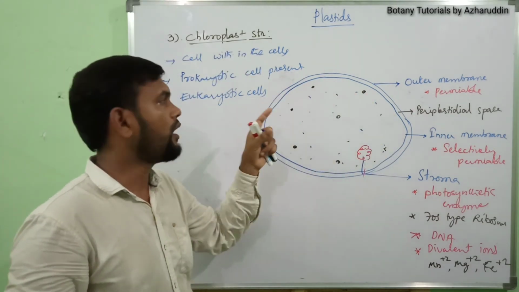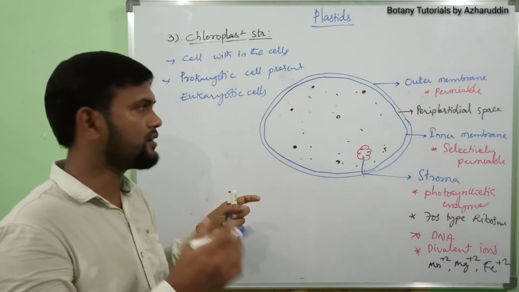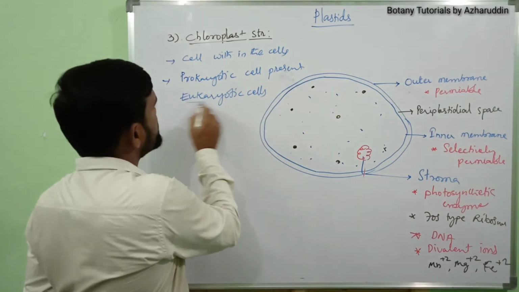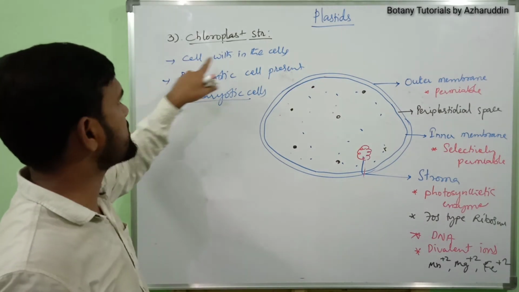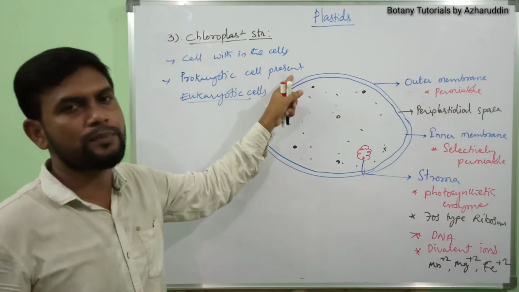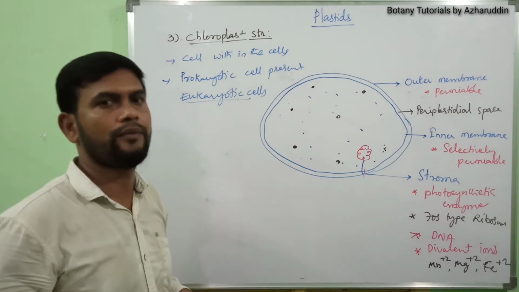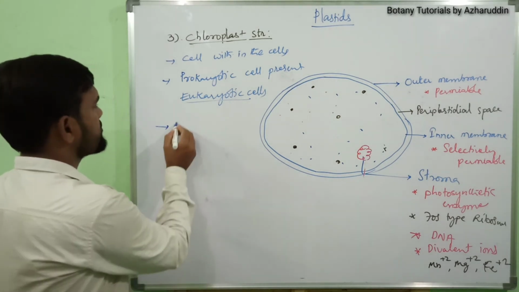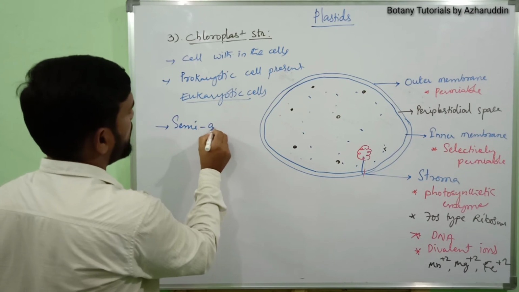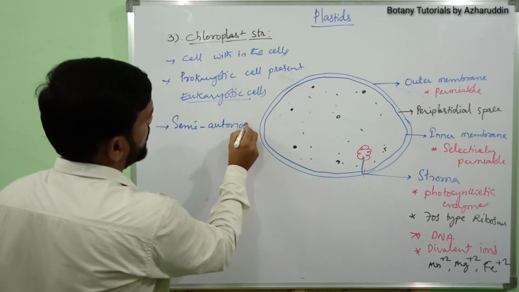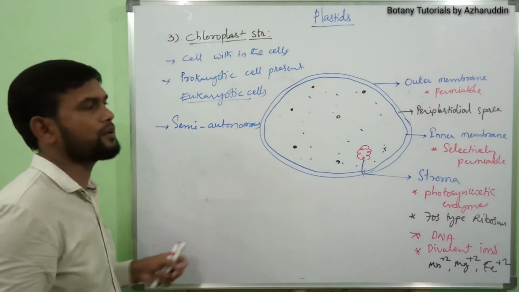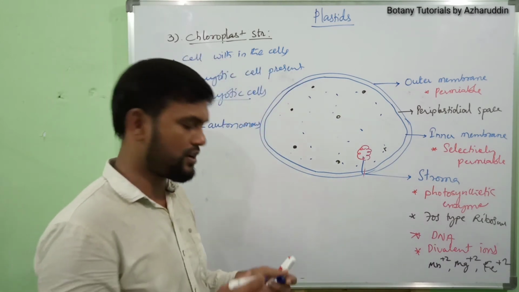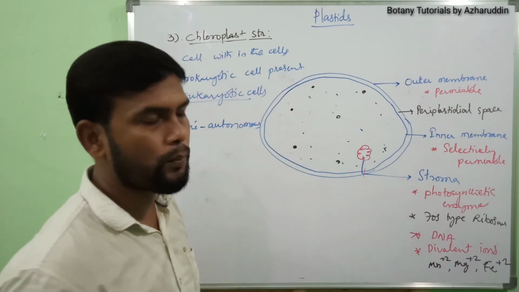That means it resembles a prokaryotic cell that is found in a eukaryotic cell. So it is called a cell within the cell and a prokaryotic cell present in a eukaryotic cell. And it is also called a semi-autonomous organelle, because it has the capacity to self-replicate. Self-replication capacity is there for the chloroplast.